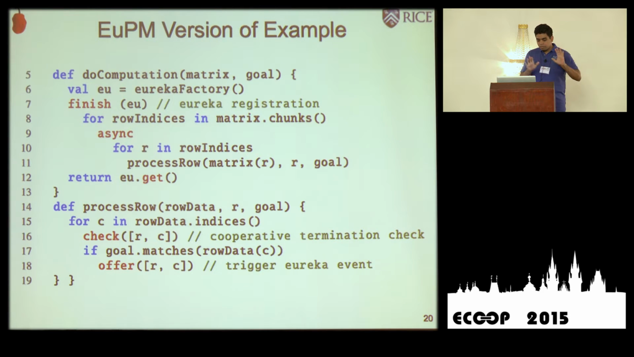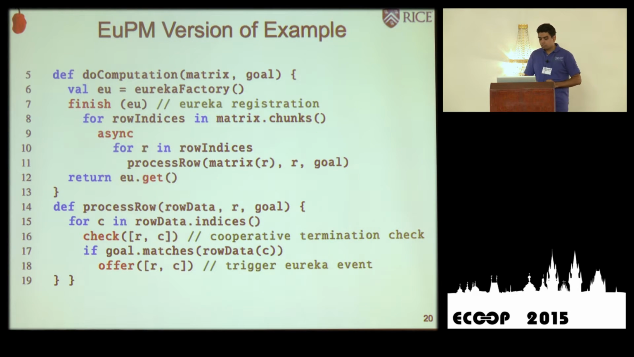So if you remember from the previous slide, the only change here is that now we have this Eureka factory. Previously, we had an atomic ref factory to store the result. Now we have a Eureka factory, which is going to create the Eureka that's going to store the result. In line 7, the change is that the finish now registers on a Eureka. There is no change to lines 8 through 11. It's the same code that we had. We have these chunks of rows, and we are spawning asyncs to do a search.